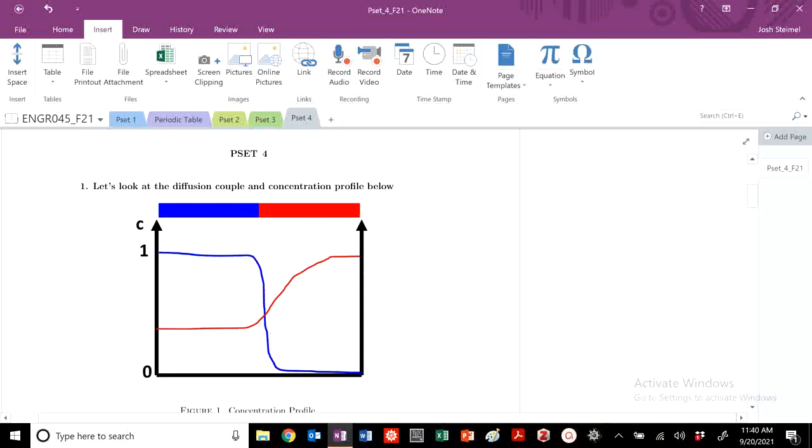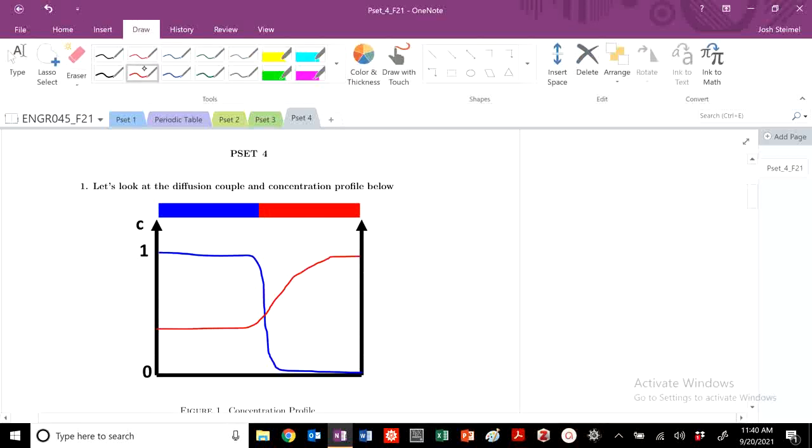Right, so we are going to do our problem set 4 solutions. So let's look at this diffusion couple. I could already see which one is going to diffuse more. I know that my diffusivity of red is greater than my diffusivity of blue. So if I'm looking at fixed, I'm going to have a flux of red going this way.